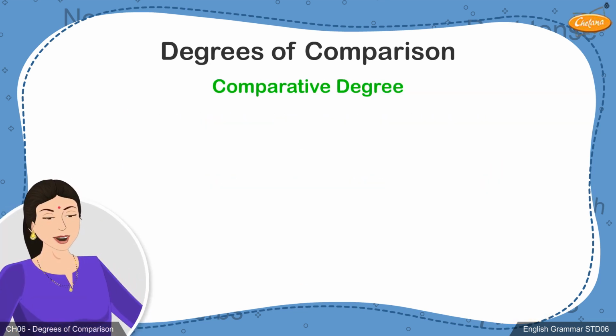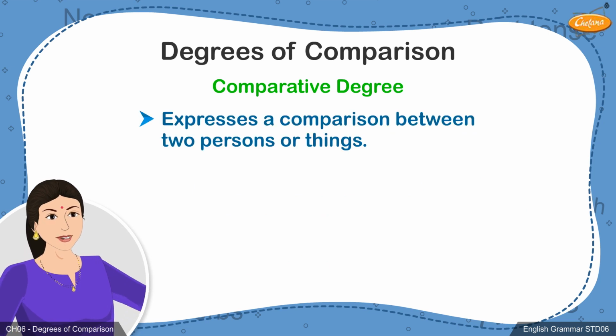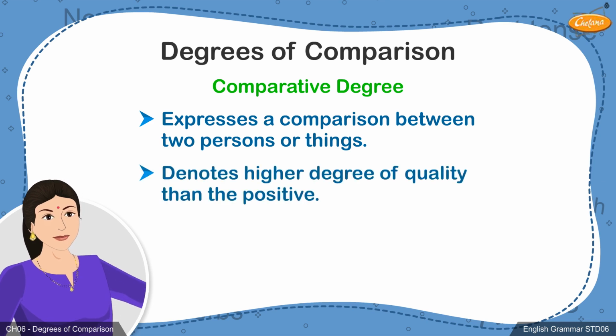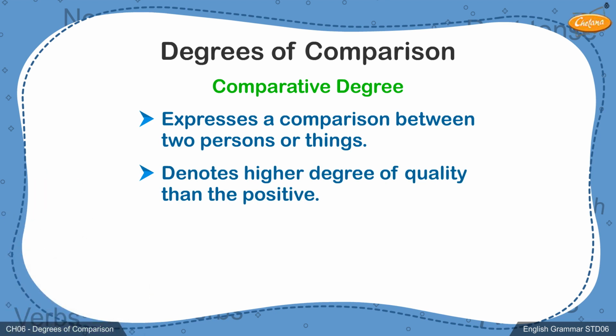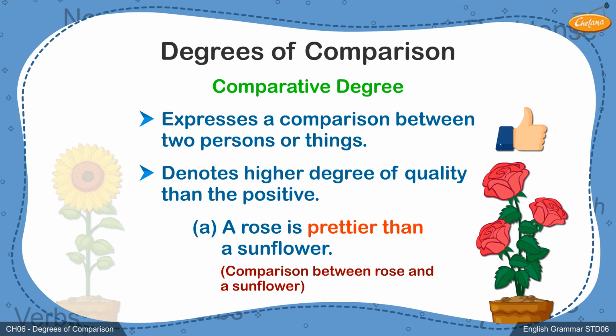Let's learn about the comparative degree. Comparative degree expresses a comparison between two persons or things. It denotes higher degree of quality than the positive. For example, A. A rose is prettier than a sunflower. In this sentence, there is a comparison between two flowers, rose and a sunflower, and unlike the positive degree, the words prettier than indicate that rose is of a higher quality compared to a sunflower.